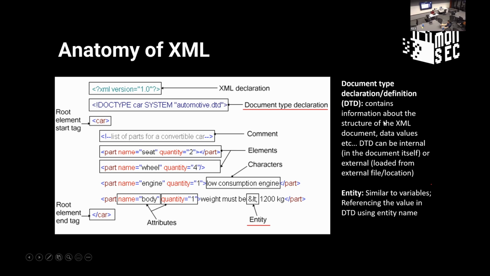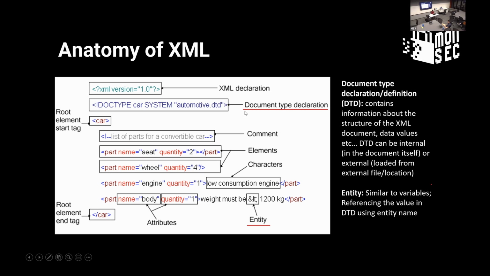This contains the information about the structure of the XML document, the data values and things. It's similar to an import in a way, in that we can import external DTDs like this. We will talk about that later. A DTD can be internal as well, where you define these document types inside of the whole document.